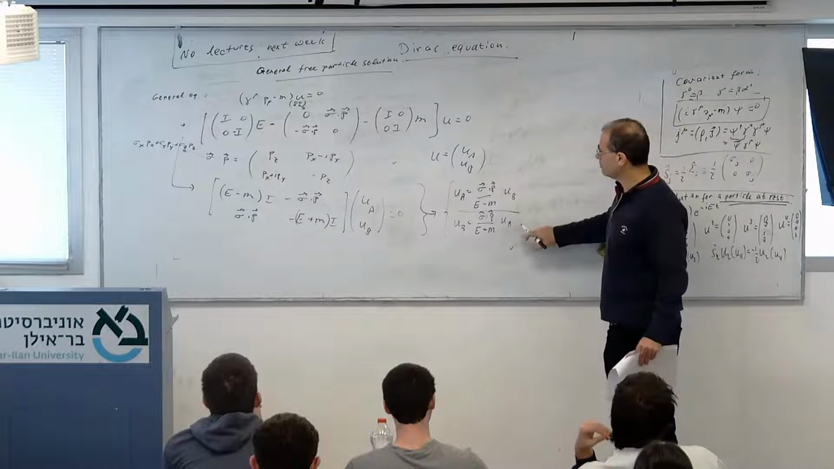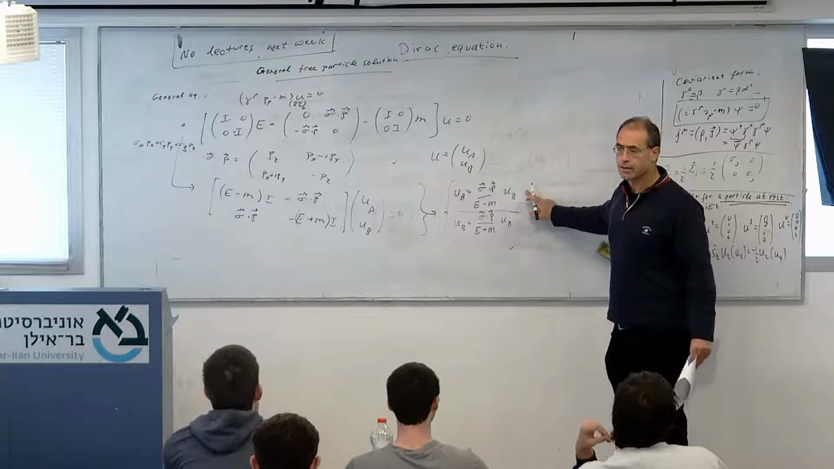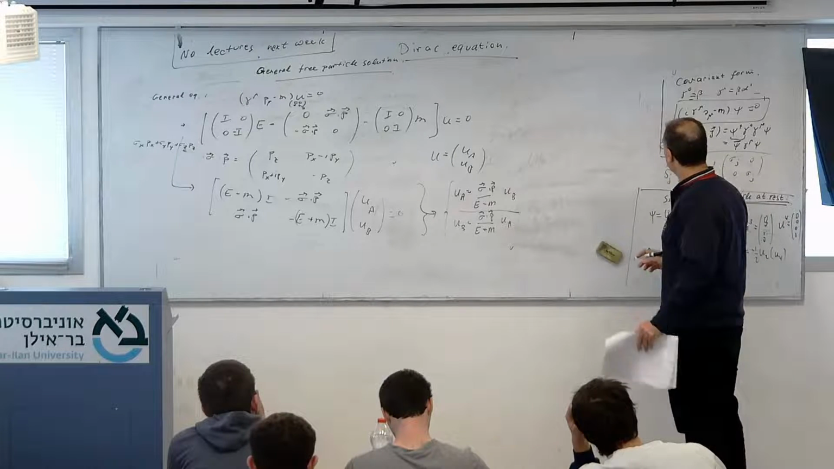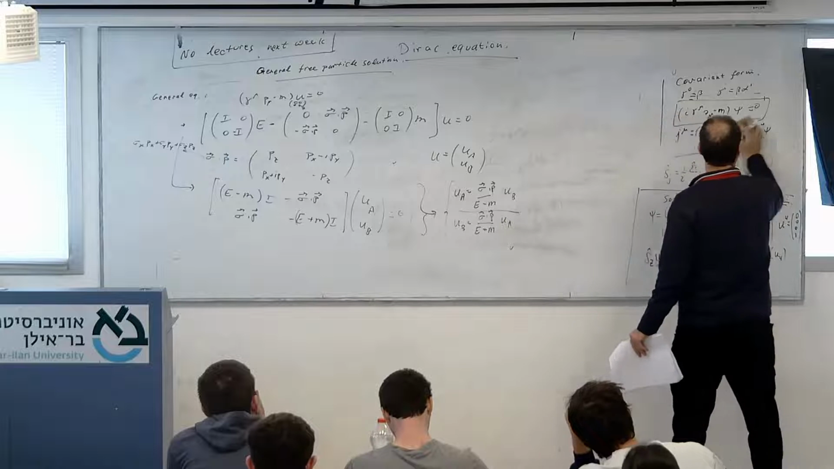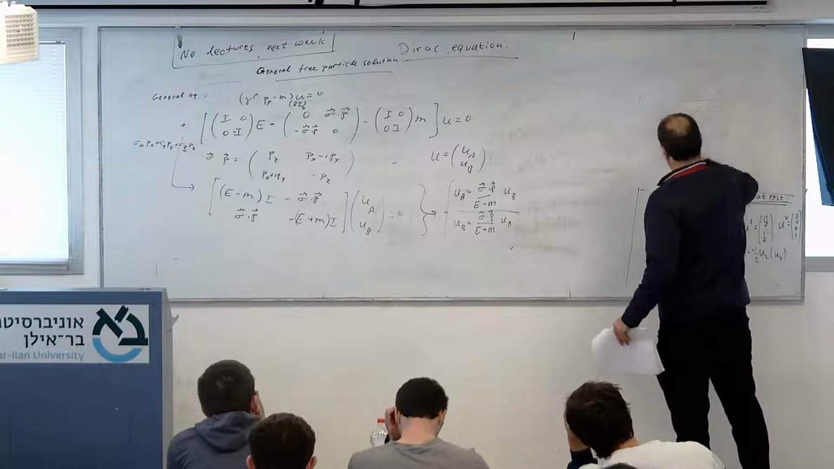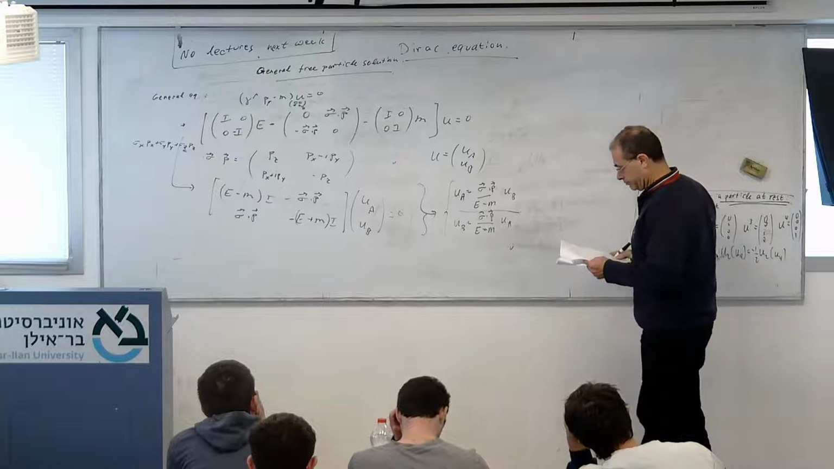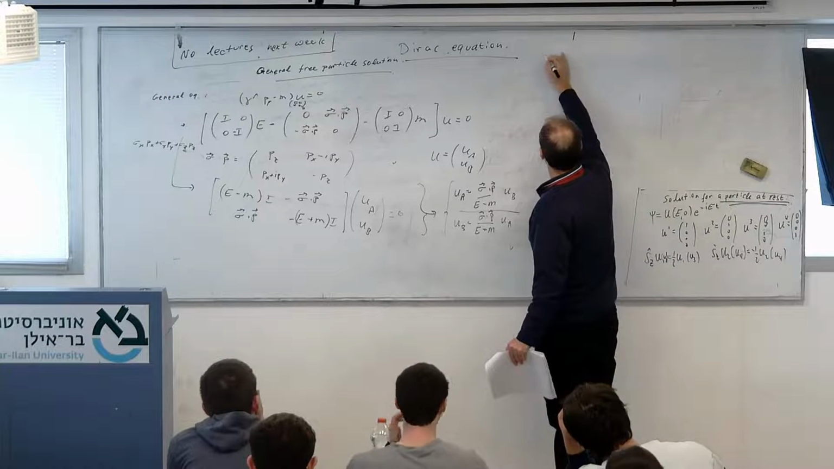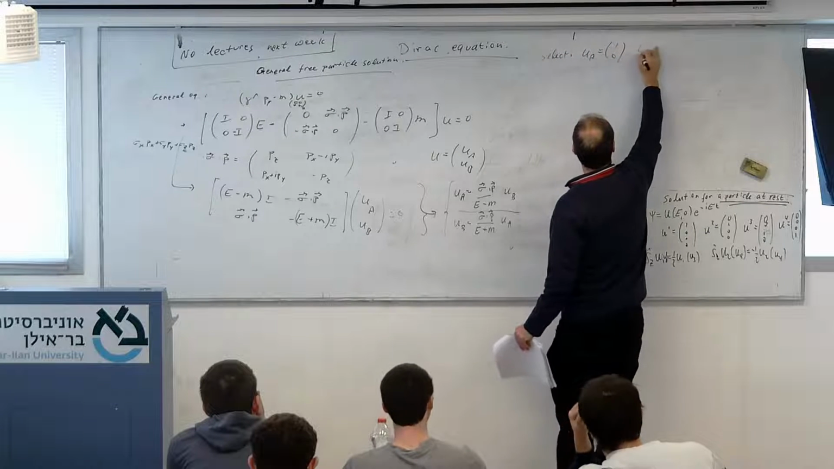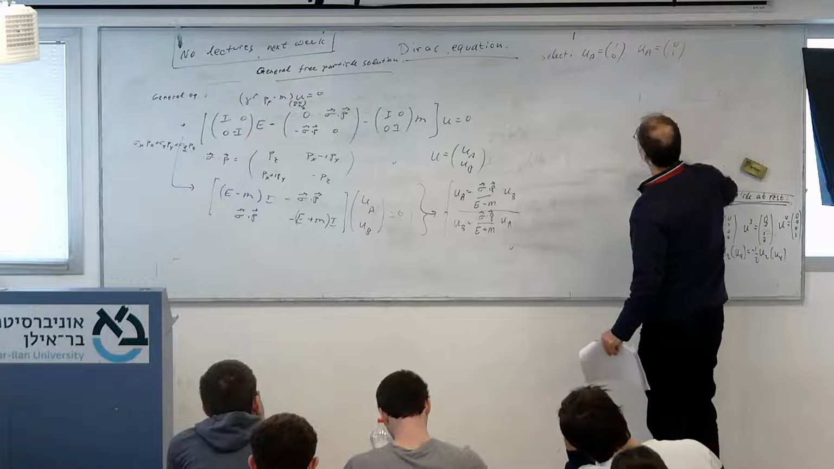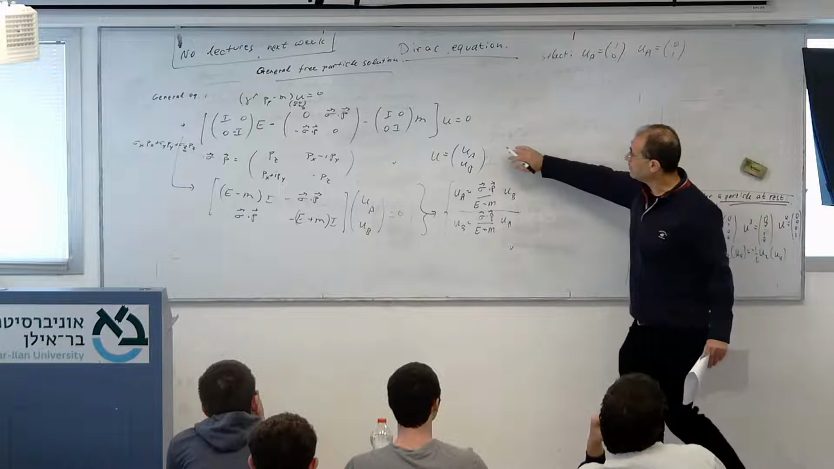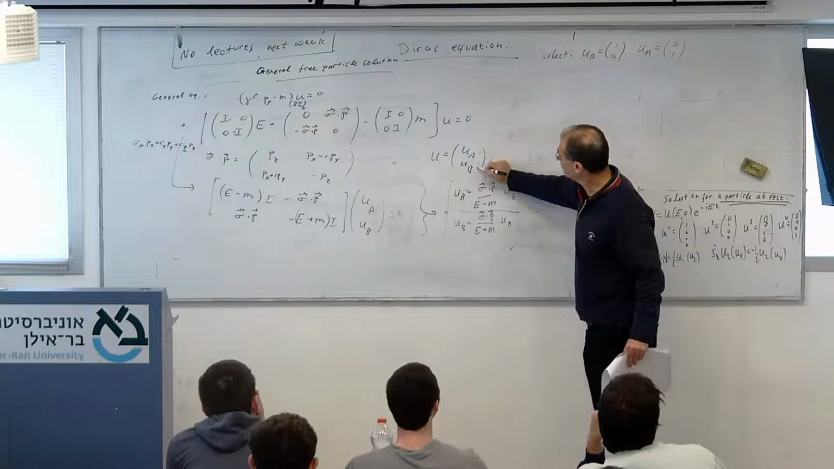So we have a total of 4 solutions here. Up to normalization, we can simply start by selecting the 2 simplest possibilities. We select UA to be 1, 0, and UA to be 0, 1. And then UB will be determined automatically. These are 2 spinors, so 1, 2, 3, 4.